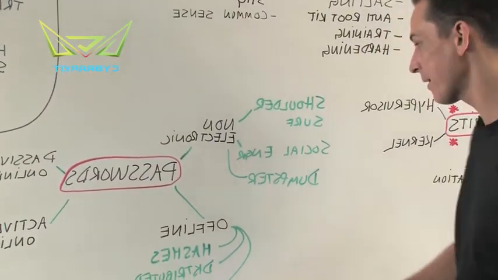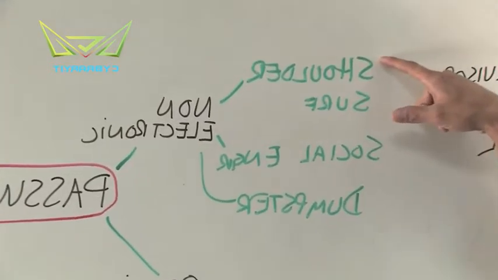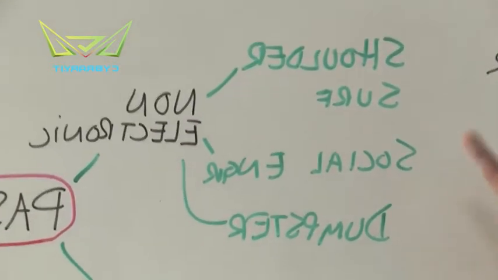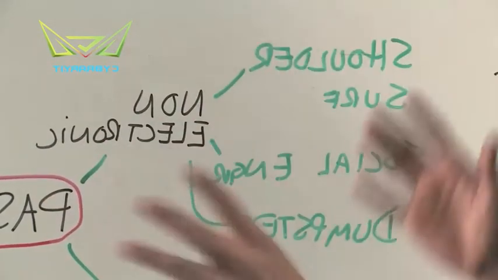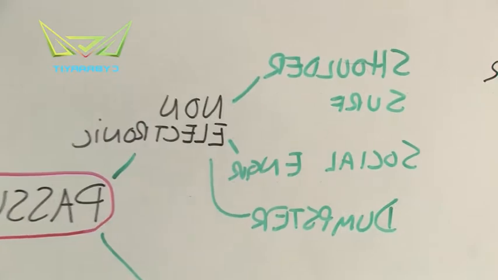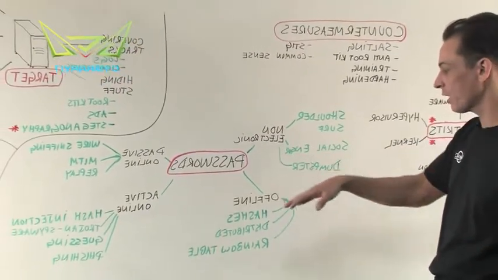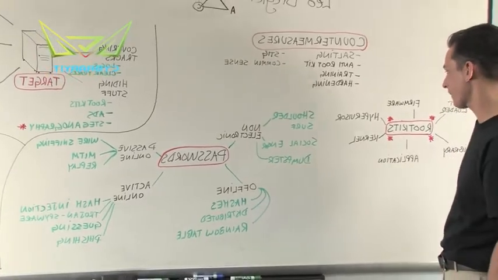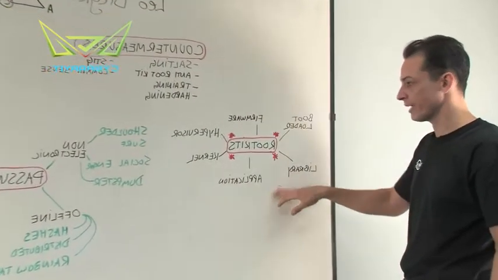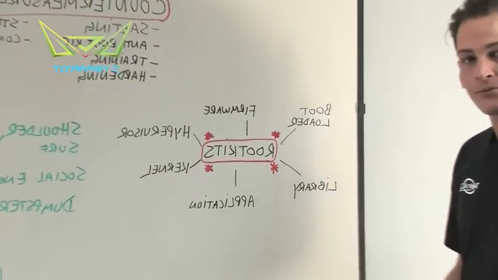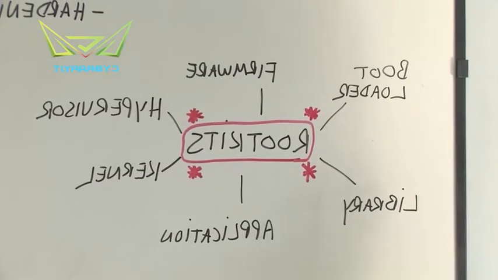You must master that. And then the non-electronic means would be things like shoulder surfing, social engineering, and of course digging through the trash. So that's the 4 major areas of getting a password: passive online, active online, offline, and then non-electronic. Let's go over to one other area here. Rootkits. There are several different types of rootkits which the penetration tester must master and be able to do all of this hands-on.